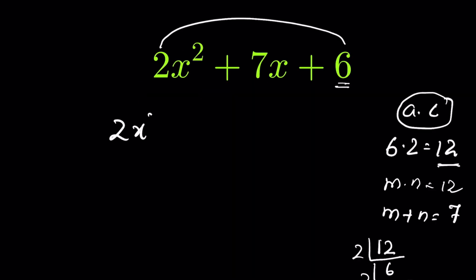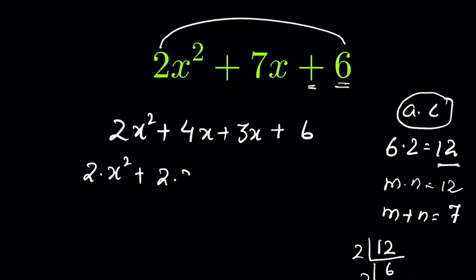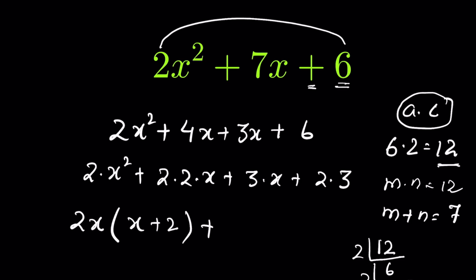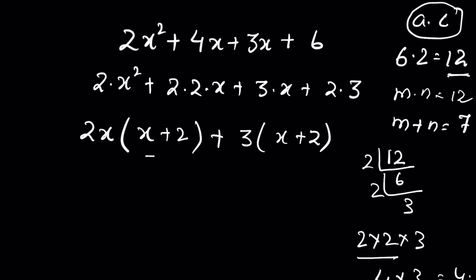So 2x square plus 7x, we can write it as 4x plus 3x, plus because we have addition here, then plus 6. Now it is 2 times x square plus 4x, we can write 2x times x plus 2, and 6 as 2 times 3. So 2x you can take common here and write x plus 2, plus here 3 as common and write x plus 2. Now x plus 2 is the common factor here, so x plus 2 then times 2x plus 3.